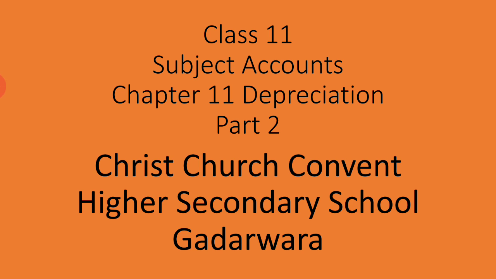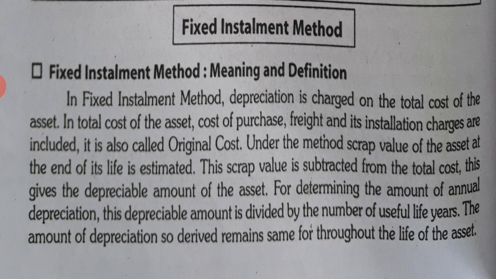This video is for class 11th, subject is accounts, chapter number 11, depreciation part 2. Children, in this video we shall learn the first method of finding depreciation. Actually, there are 14 methods of finding depreciation, but in your syllabus there are two methods: fixed installment method and diminishing balance method. So in this video we'll discuss the fixed installment method.